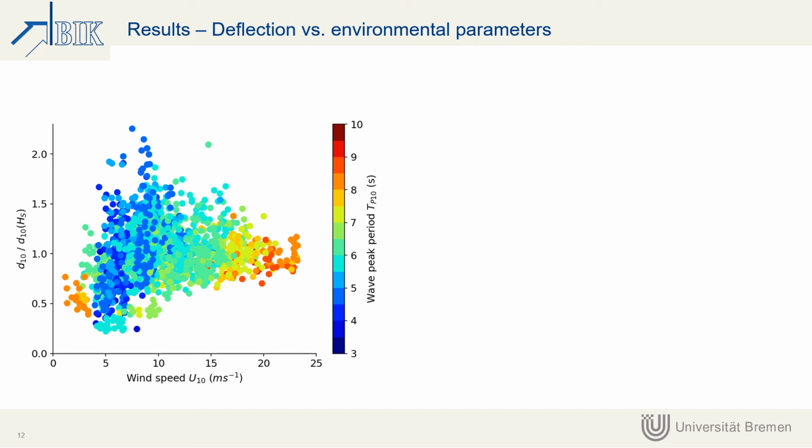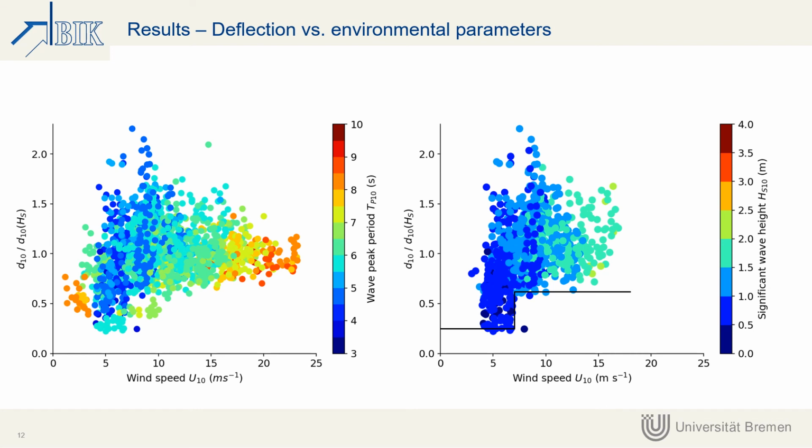Removing data points where the peak period is larger than 6 seconds reveals a very sudden, step-like change in the ratio between observed and expected deflection. This is shown on the right-hand side. Whether this is due to measurement error or corresponds to a physical effect cannot be said.